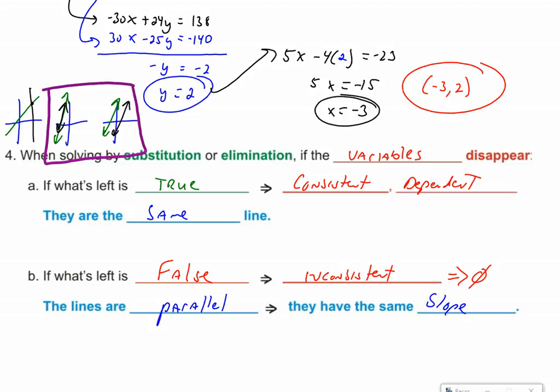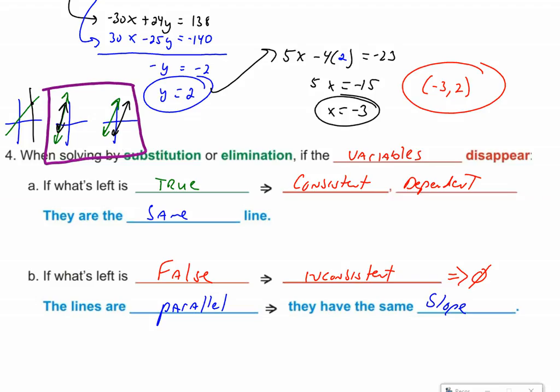All right, hopefully that makes sense, right? 3 possibilities. They intersect at a point, consistent, independent. Our variables won't disappear. The other 2 are when our variables disappear. It's either going to be inconsistent, parallel lines, or consistent, dependent. True is consistent, dependent. False is parallel.